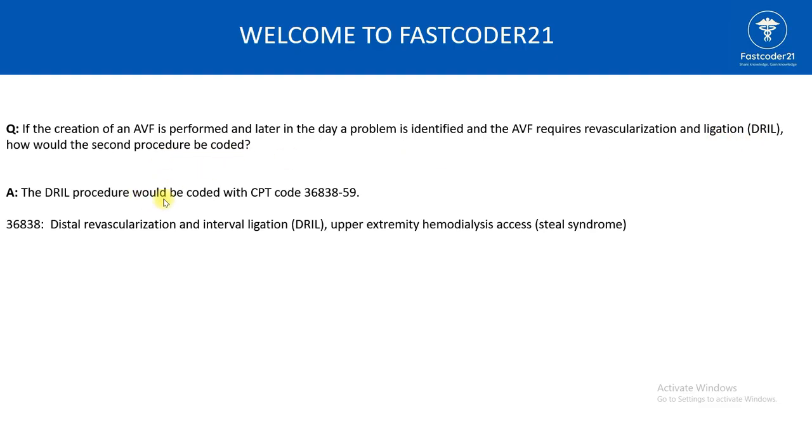The DRIL procedure would be coded with CPT code 36838-59 modifier, because this is a separate procedure. So what is the DRIL procedure? 36838, distal revascularization interval ligation, upper extremity hemodialysis access. Most of the time in the operative report, if you see the purpose of this procedure is for steal syndrome, we need to use 36838.